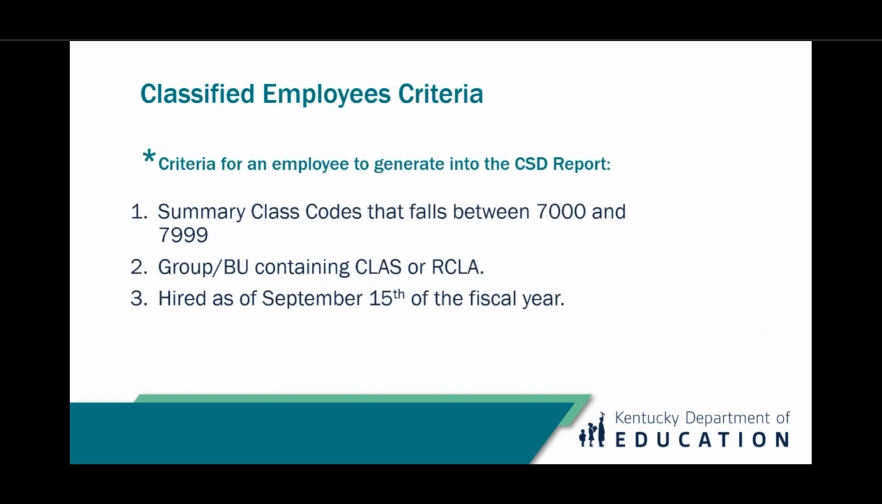So this is the criteria for someone to actually pull into the CSD report. They would have a summary class code that falls between 7000 and 7999. Their group BU would be CLAS or RCLA, R standing for retired, hired as of September 15th of the fiscal year.